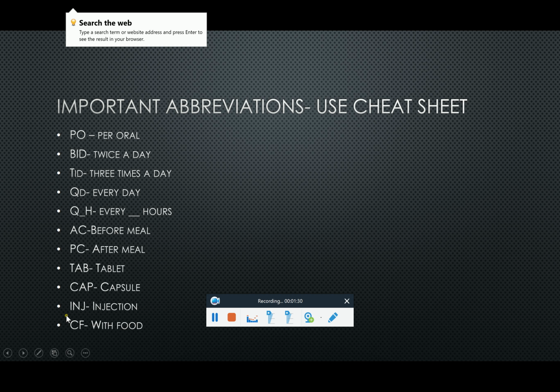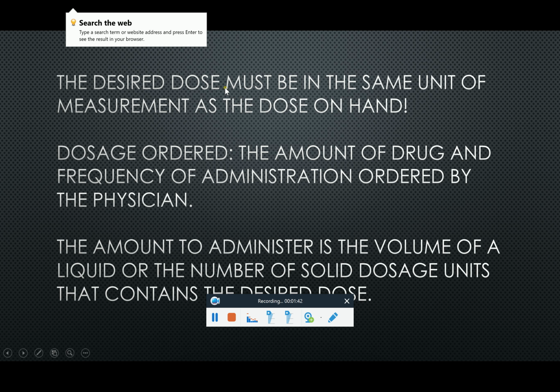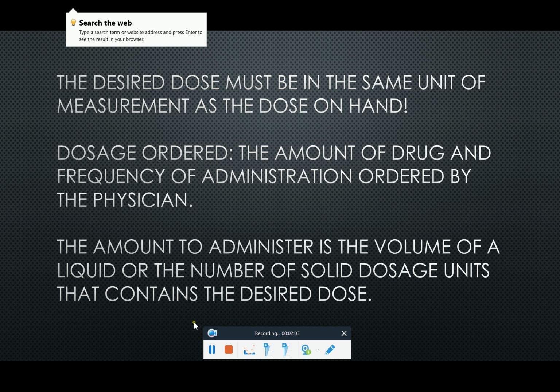Now, whenever it gives you a direction like 3 times a day, PO, BID, you need to have that in your answer when you give your answer. Your desired dose, which is your D, always has to be the same measurement as your H. Your dosage ordered is the amount of drug and frequency of the administration ordered by the physician. And then the amount to administer is the volume of liquid or the number of solid dosage units that contains the desired dose. So you will have a couple of multiple choice questions that may ask these, so make sure you understand this before you take your test.